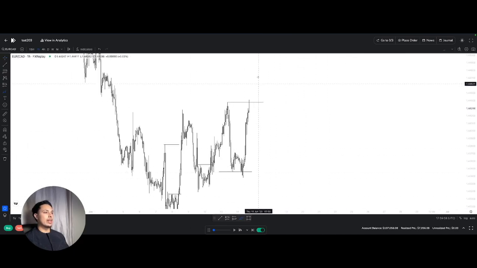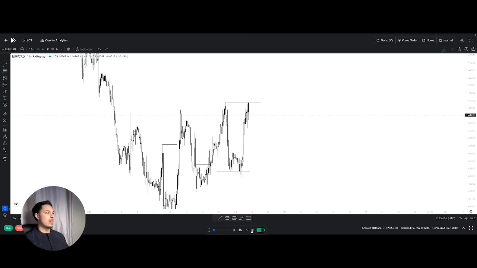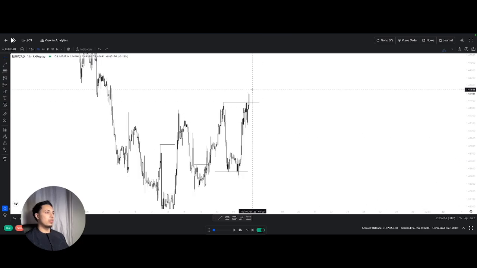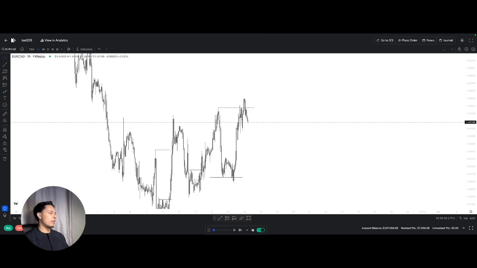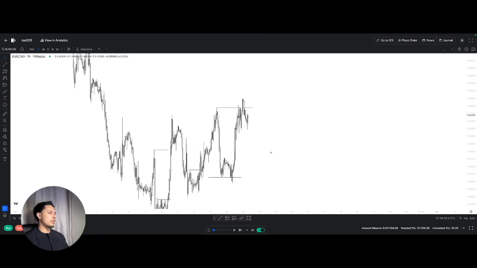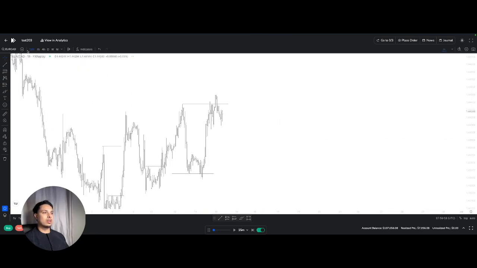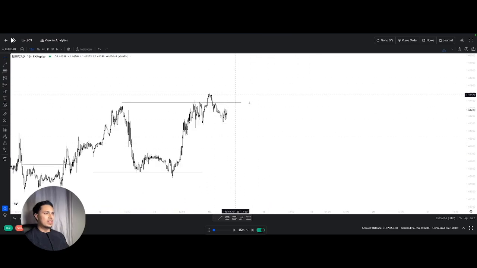A lot of people will be looking at the sells here. We're not looking to sell here because they're outside of session. A lot of people are looking to sell here, outside of session, so we're not looking to sell. So what do we see? It's a bit choppy for us.